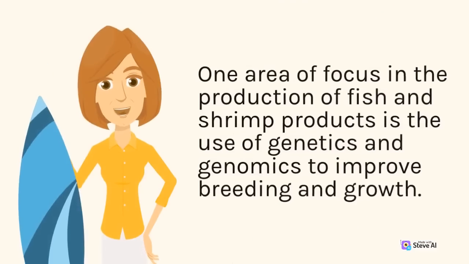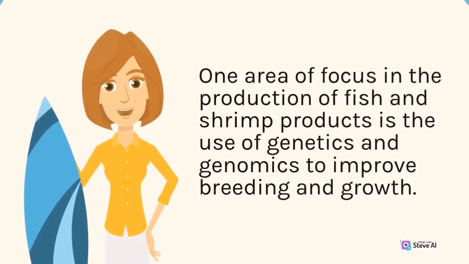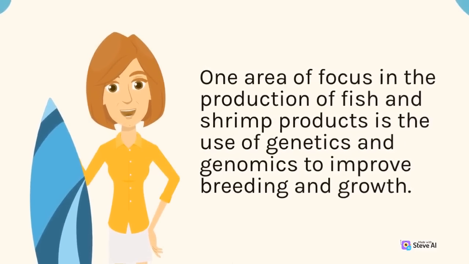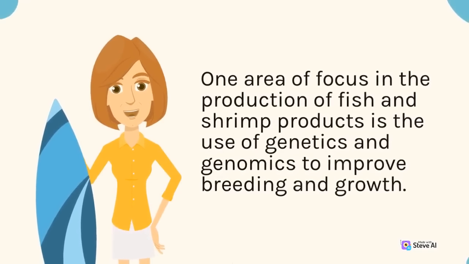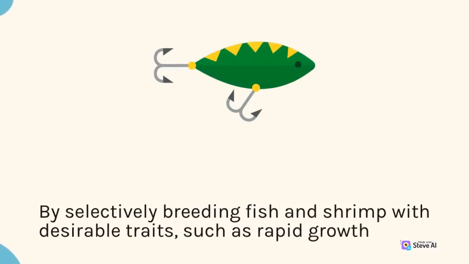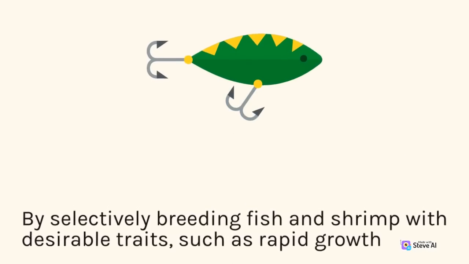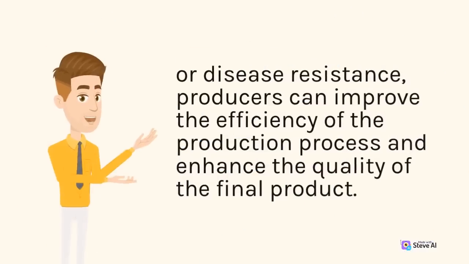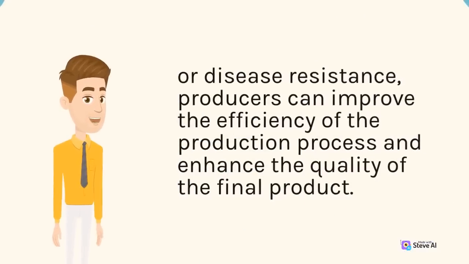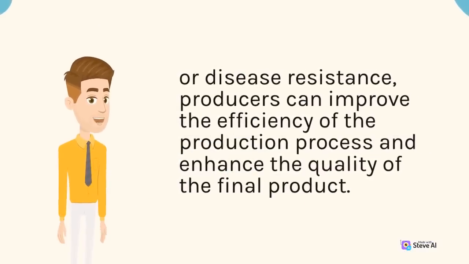One area of focus in the production of fish and shrimp products is the use of genetics and genomics to improve breeding and growth. By selectively breeding fish and shrimp with desirable traits, such as rapid growth or disease resistance, producers can improve the efficiency of the production process and enhance the quality of the final product.